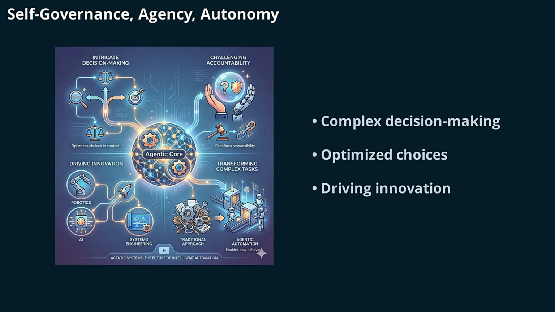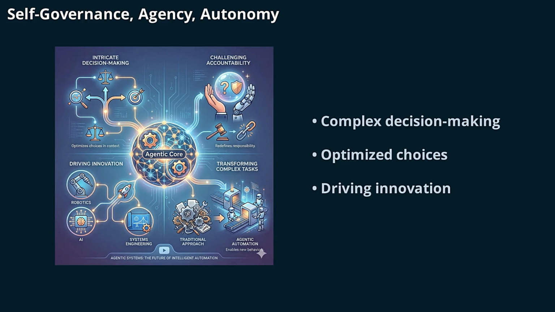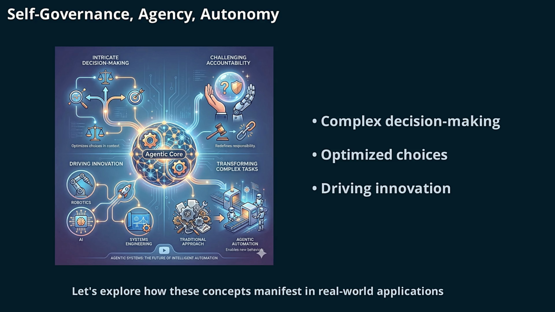These systems optimize choices within specific contexts and challenge our traditional ideas of accountability and responsibility. They are the driving force behind innovation in robotics, AI, and systems engineering. By enabling new forms of automation and intelligent behaviors, agentic systems have transformed how we approach complex tasks. Let's explore how these concepts manifest in real-world applications, from autonomous robots to intelligent decision support systems.